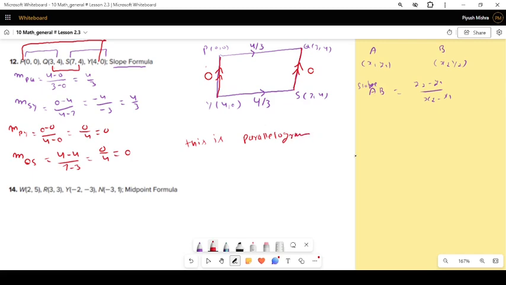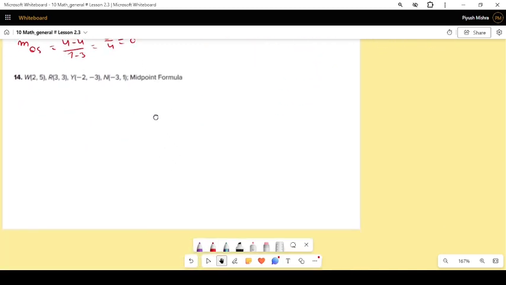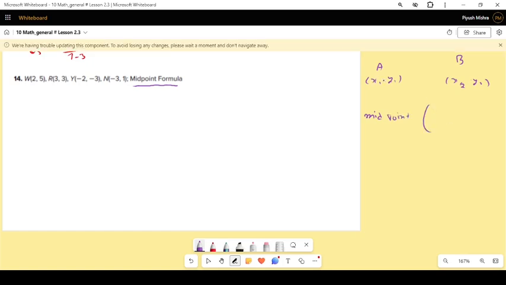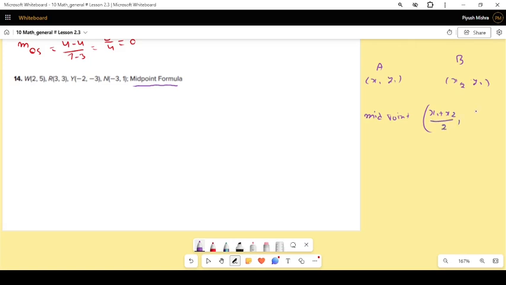Okay, next question. For the next question we should know the midpoint formula. So I'm starting here to tell you what the midpoint formula is. Let us suppose again the point A has the coordinate x1 y1 and point B has the coordinate x2 y2. The midpoint formula says I will be adding x1 and x2 and then dividing by 2. Same way, y1 plus y2 by 2.